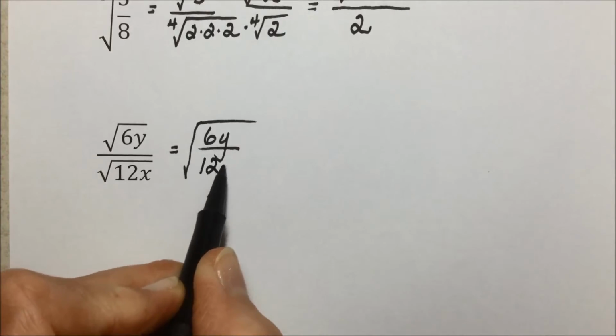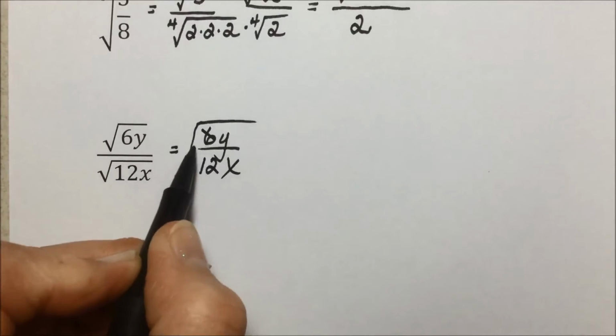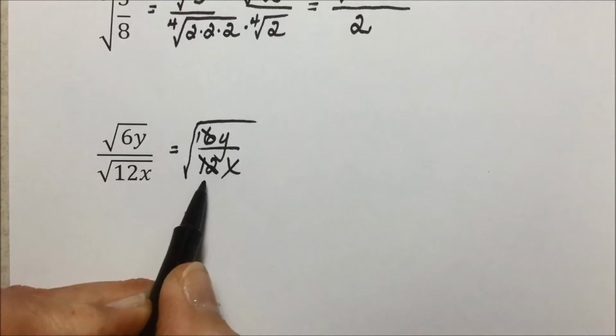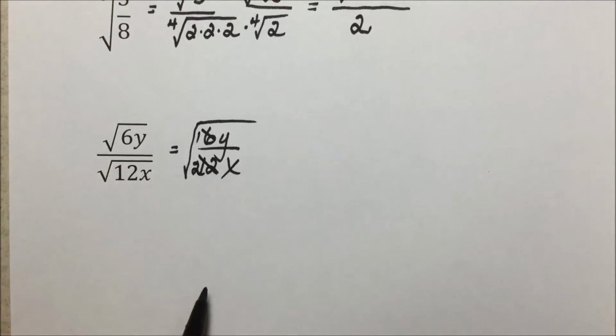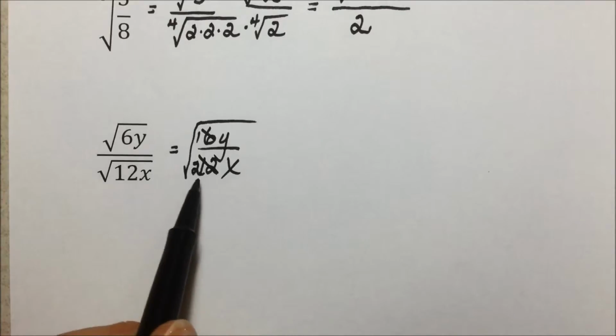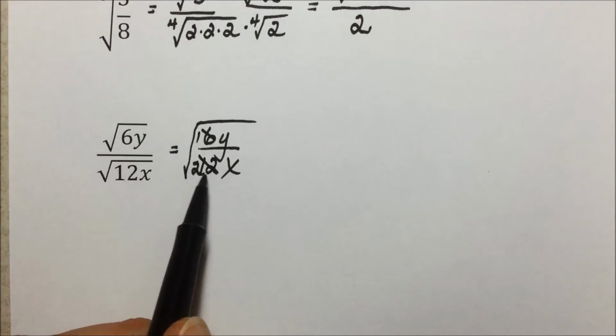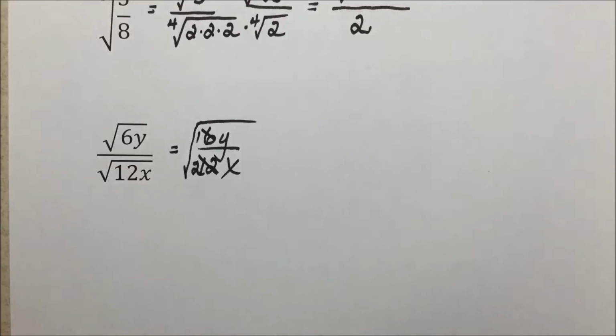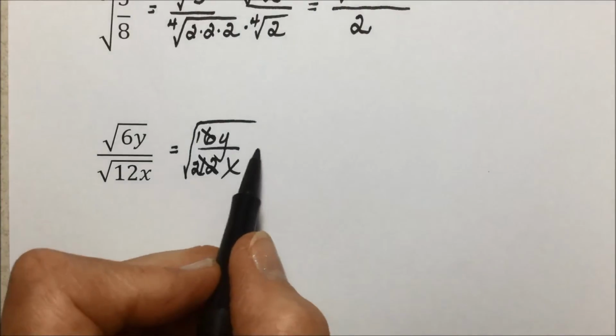6y over 12x. We have a common 6. 6 divided by 6 is 1. 12 divided by 6 is 2. Remaining underneath the radical is a 2x in the denominator. To rationalize the denominator, we would need another 2x so that we have 2x to the second power.